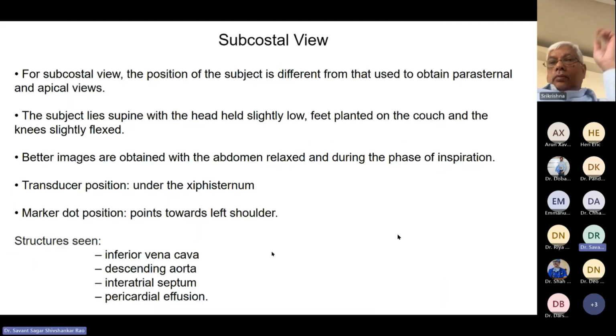In the subcostal view, the position of the subject is different from that used to obtain parasternal and apical views. The subject lies supine with the head held slightly low, feet planted on the couch, and the knees slightly flexed. Better images are obtained with the abdomen relaxed and during the phase of inspiration. The transducer is positioned below the sternum with the marker directed to the left shoulder. The structures we can see here are the inferior vena cava, descending aorta, interatrial septum, and pericardial effusion.